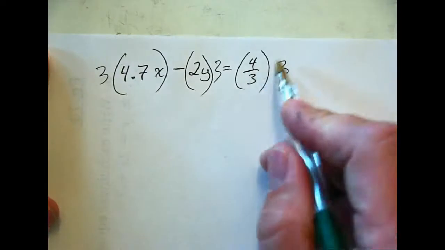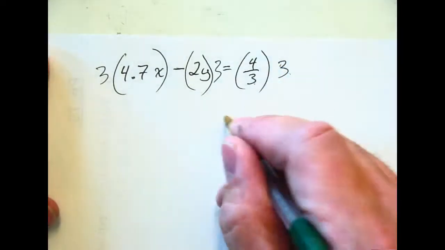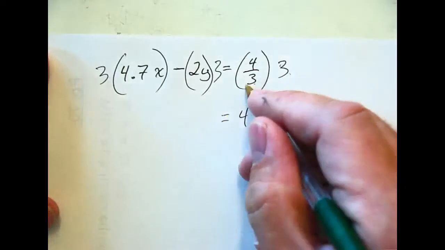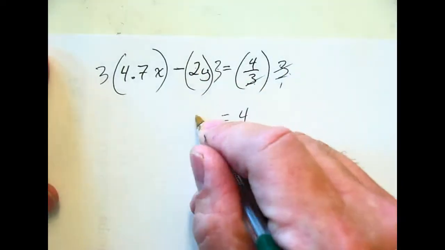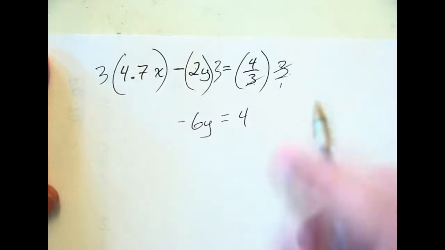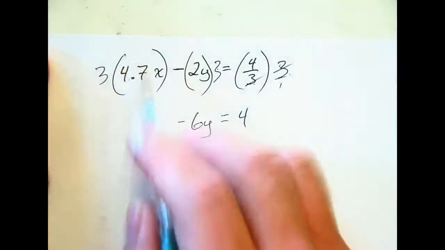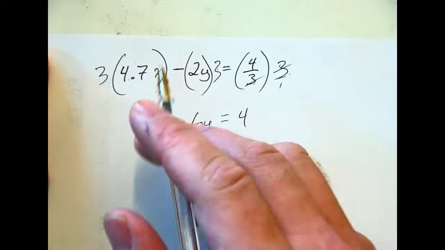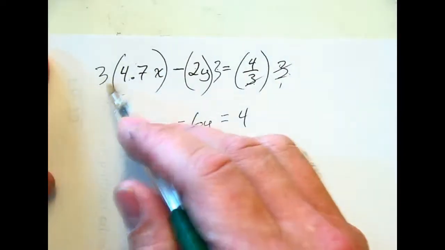So 3 times 4 divided by 3, we don't need a calculator for. 3 times 4 divided by 3 is? 4. Okay, 3's cancel. Okay, 2y times 3 is? 6y. Okay, and then 4 times 3 is? 12. And then 4 times 0.7 is? 2.1. So 12 and 2.1 is?